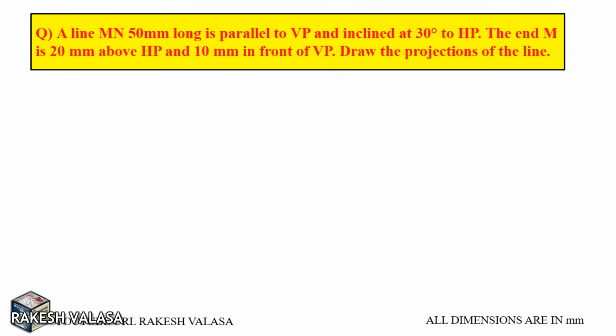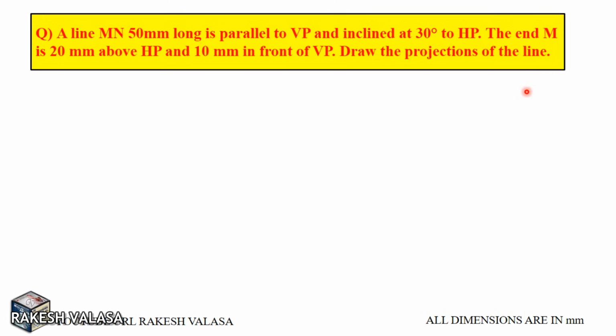I am Rakesh VALASA. In this video lecture I am going to explain one problem on projections of straight lines 1. Let us see the given problem. A line MN 50 mm long is parallel to VP and inclined at 30 degrees to HP. The end M is 20 mm above HP and 10 mm in front of VP. Draw the projections of the line.